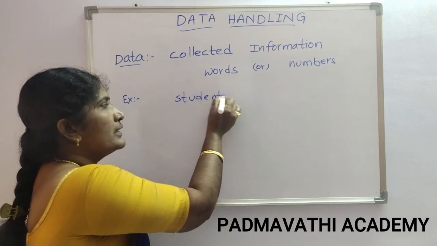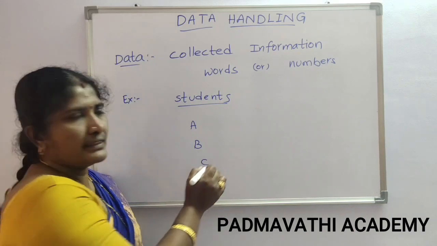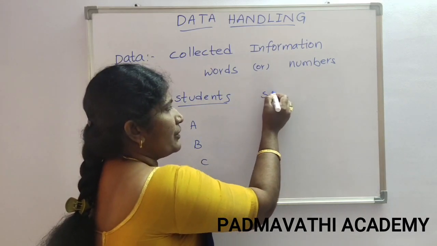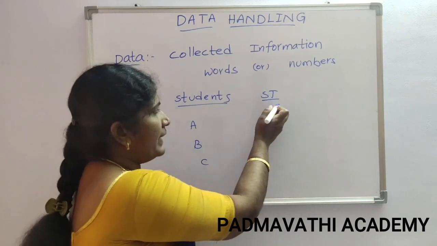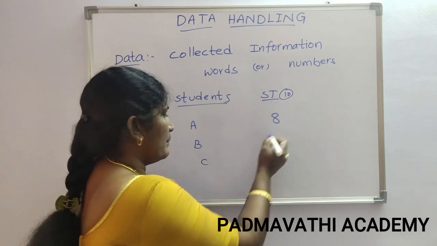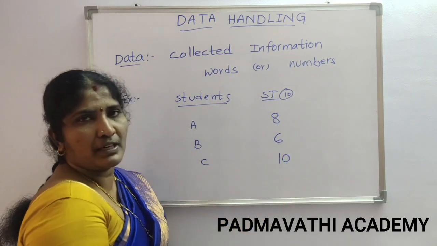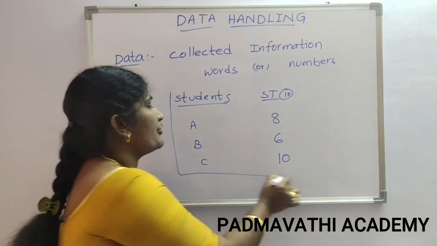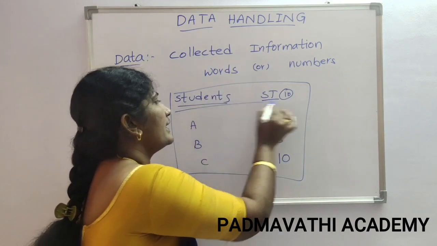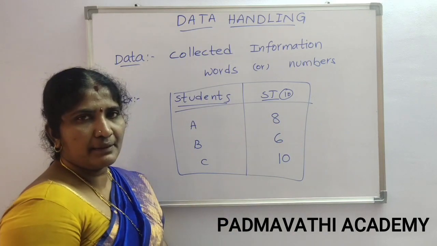For example, three students A, B, C got marks in a slip test, ST 1. In the slip test, out of 10 marks, student A got 8 marks, student B got 6 marks, and student C got 10 marks. So this is the primary information we collected. This is called data. Next, we can represent this data by using tally marks.